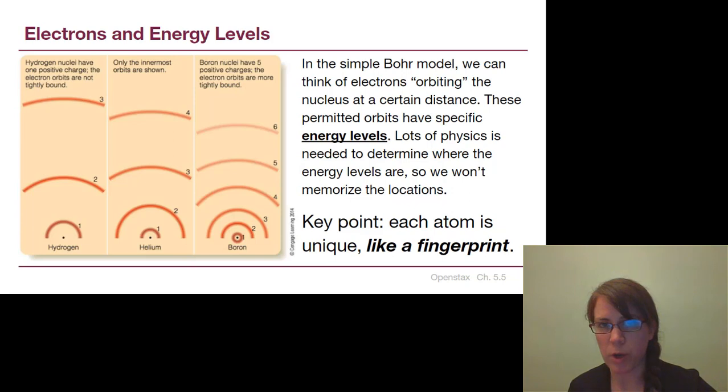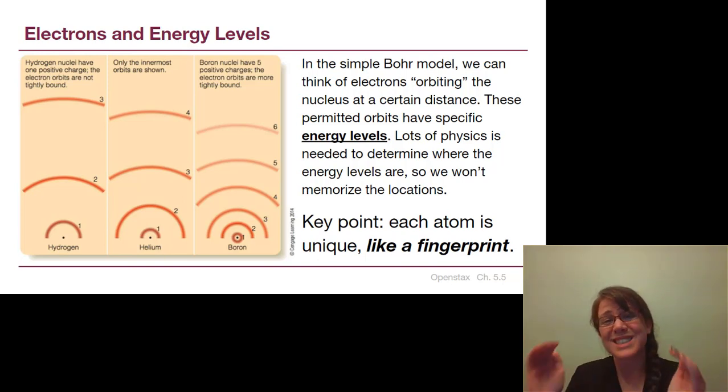In the simple Bohr model, the way that we think of electrons moving around the nucleus is by having a certain distance of its orbit. Now, we're not really supposed to think about the electrons orbiting the way that planets do, but it's going to be an okay thought for us to have in astronomy. It's not true to life, but it's going to be okay for our purposes.